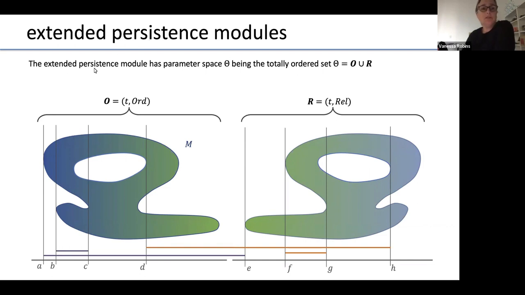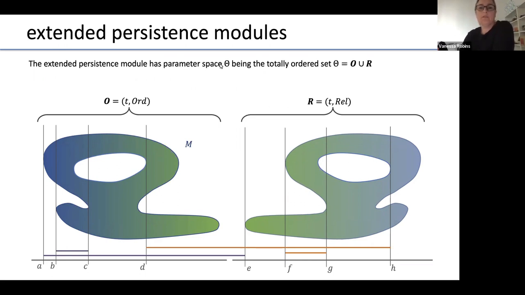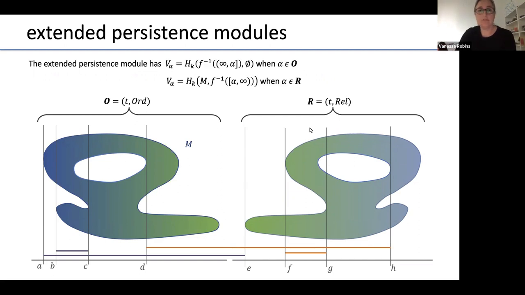Okay, so for the extended persistence module, we're going to put together the lower level set filtration here, and then we're going to imagine our upper level set filtration as being just an extra addition to our parameter space, okay? So our parameter space is going to be called theta, and now instead of being the real numbers, it's a totally ordered set consisting of the parameters that sweep through our lower level sets, and then the parameters that sweep through the upper level sets, okay? And then the ordering is exactly as you see it illustrated here.